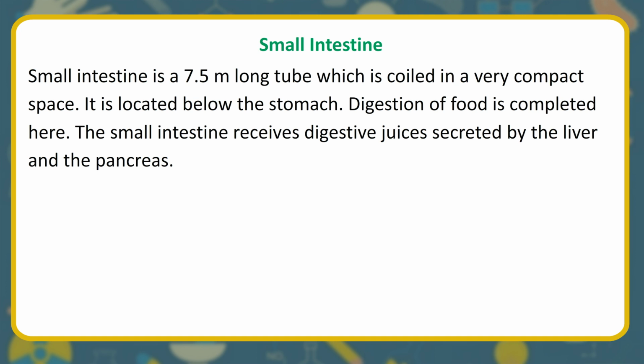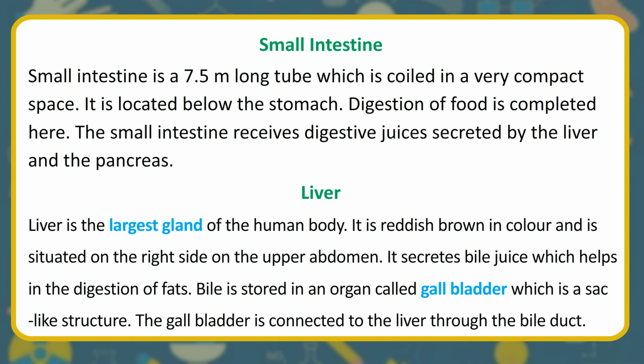The small intestine receives digestive juices secreted by the liver and the pancreas. Liver. The liver is the largest gland of the human body. It is reddish-brown in color and is situated on the right side of the upper abdomen. It secretes bile juice which helps in the digestion of fats. Bile is stored in an organ called the gallbladder, which is a sac-like structure. The gallbladder is connected to the liver through the bile duct.